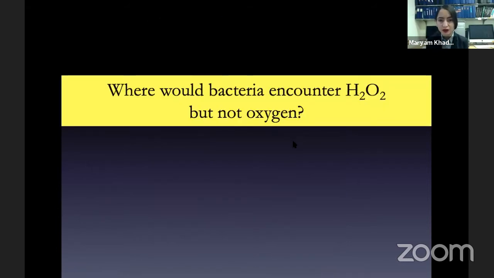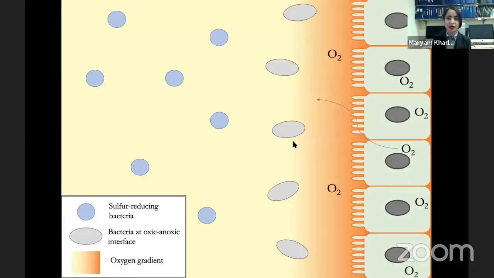But where would bacteria encounter hydrogen peroxide but not oxygen? We think that this special phenomenon happens on what we call the oxic-anoxic interface. For E. coli, for example, that lives in the gut, we know that oxygen penetrates through the epithelial layer into the lumen, okay?